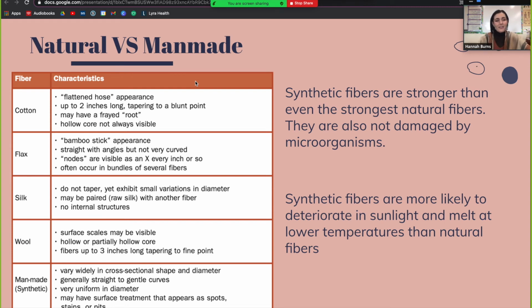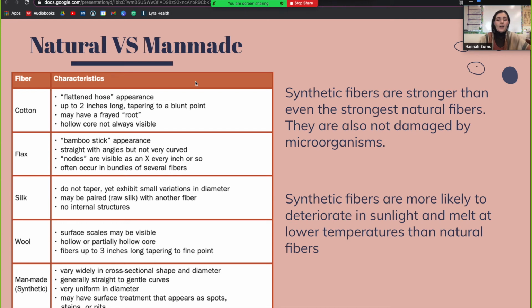Flax tends to look kind of like a bamboo stick might, and it's straight with some angles, but it's not very curved. It has nodes, once again referencing that bamboo stick-like appearance, that are visible as an X every inch or so, and these often occur in bundles of several fibers. Remember, flax is for linen. Silk does not taper, but it does have small variations in diameter. It might be paired with raw silk or with another fiber, and it doesn't really have any internal structures.